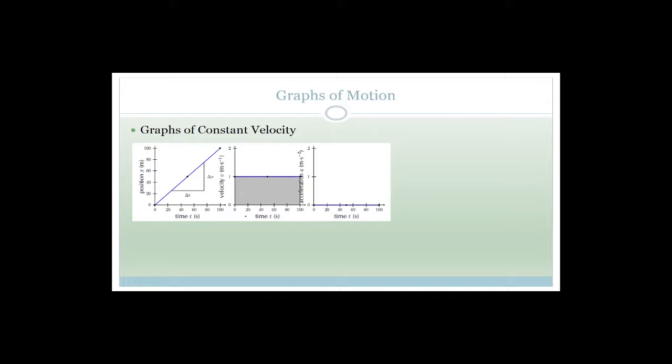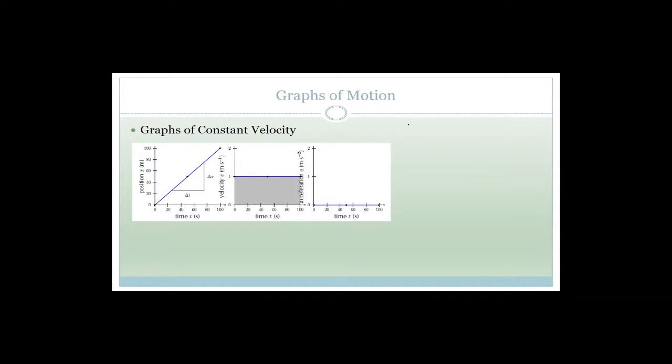Now, the best way to look at these graphs is to start with the velocity. You can see that we've drawn a constant velocity graph where the person has a velocity of one the whole way through. So it's just going along at 1 meter per second, right? Now, obviously his acceleration is going to be zero, because his velocity is constant.